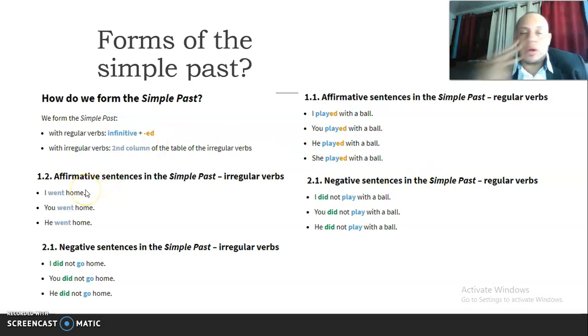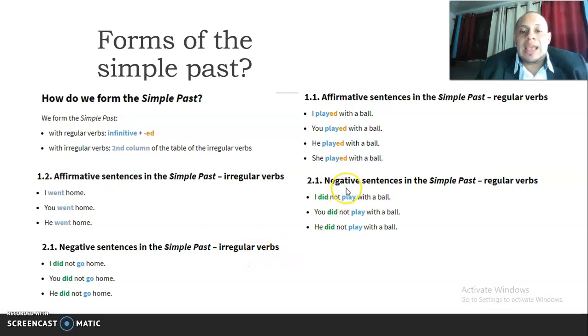So let's see point 1.2, affirmative sentence in simple past using irregular verbs. So I went home. Went is the irregular verb of go. You went home, he went home. As this is an irregular verb, the simple present form is go, and the simple past form of go is went.